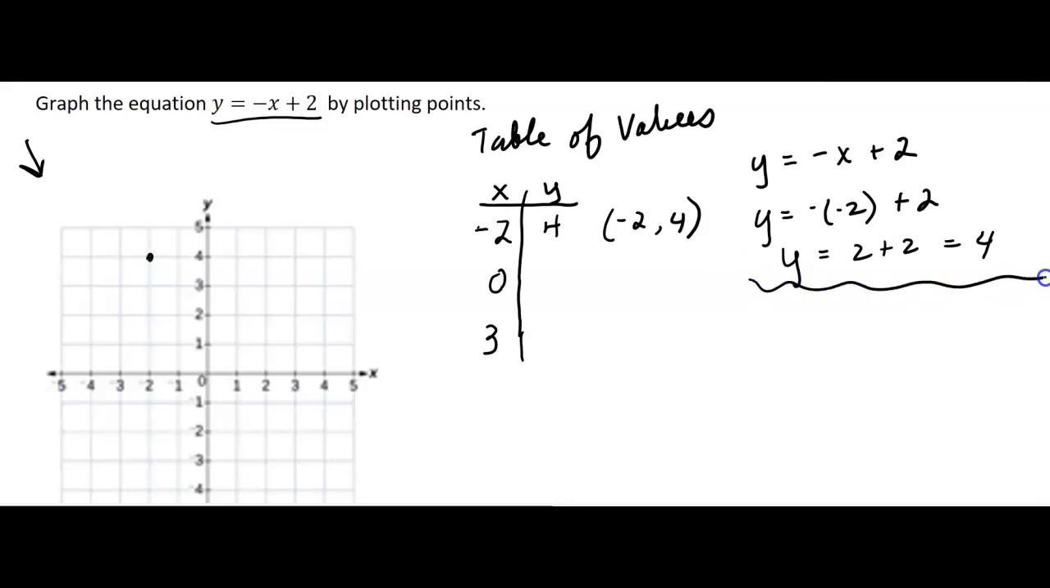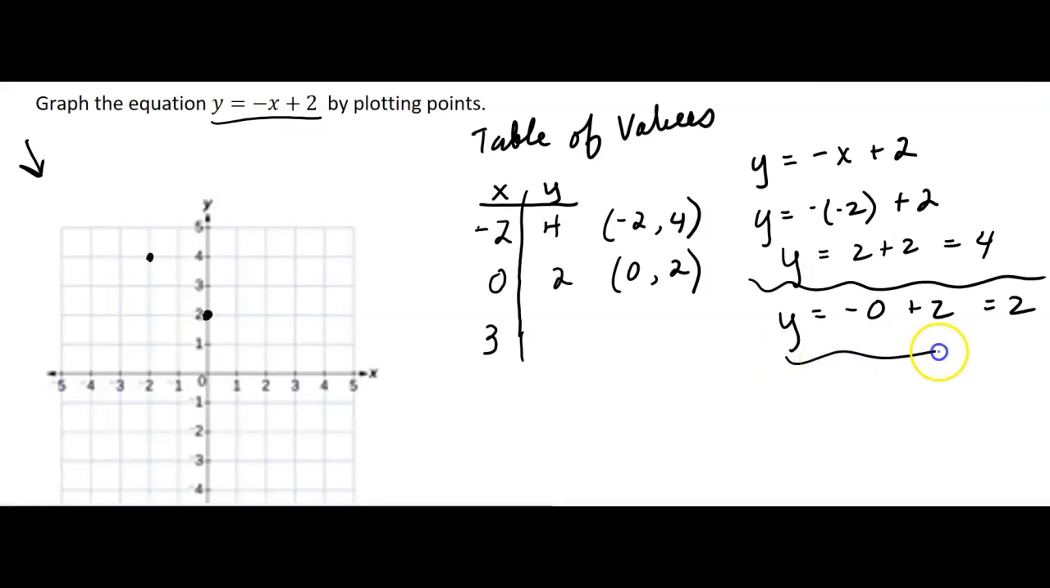Then I'm going to do the next x value. So now I'm going to plug in 0. y equals the opposite of 0 plus 2. Well, that's just going to be 2. And so now I have another ordered pair, 0, 2, that makes that equation true. 0, 2, right there. So with 0, we don't move horizontally. We're just going to go up 2. It's right there on the y-axis.